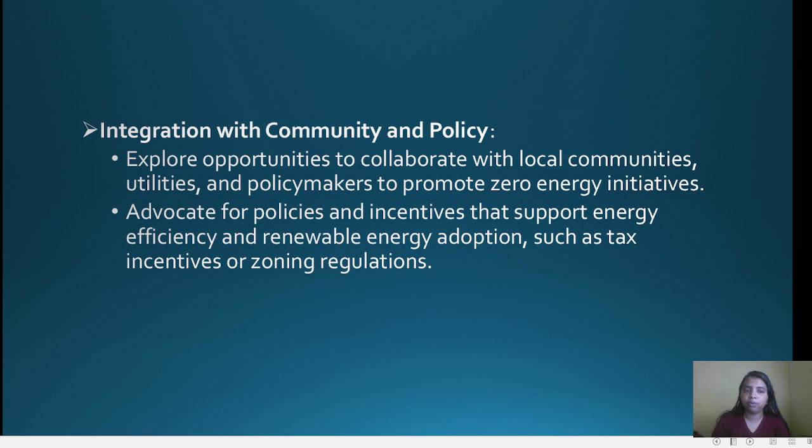Integration with community and policy. Explore opportunities to collaborate with local communities, utilities, and policymakers to promote zero energy initiatives. Advocate for policies and incentives that support energy efficiency and renewable energy adoption, such as tax incentives or zoning regulations.